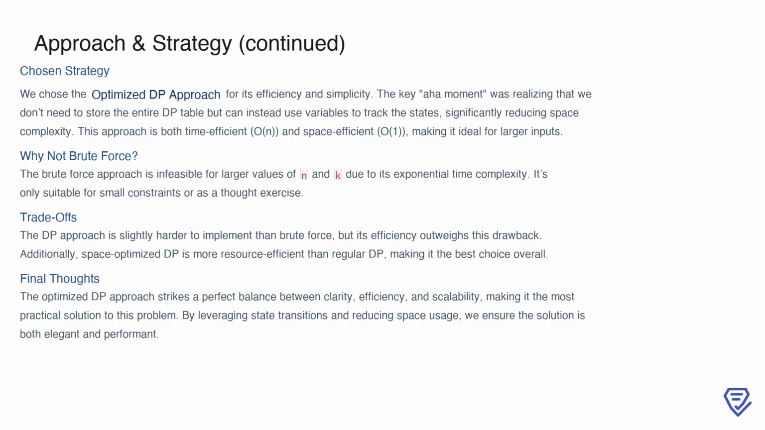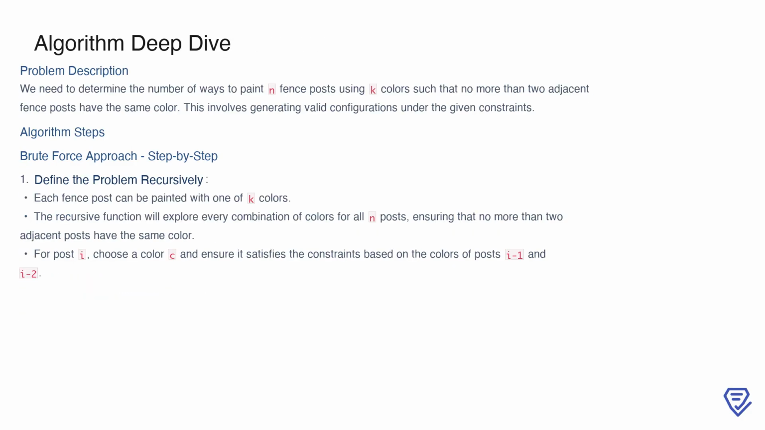To solve this problem, we need to figure out the number of ways to paint n fence posts using K colors, while ensuring that no more than two adjacent posts have the same color. This means every configuration must respect the constraints of adjacency.